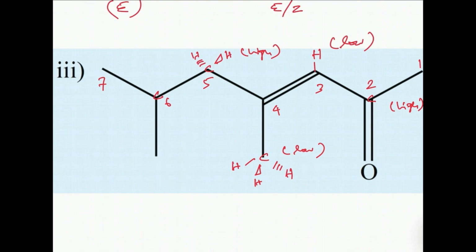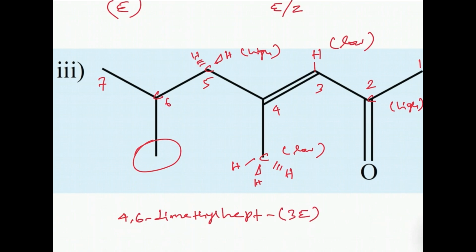So 4,6-dimethyl, because we have methyl substituents at 4 position as well as at 6 position. So 4,6-dimethylhept, and then in brackets we should mention the 3E, because at 3 position the double bond is there, and then ene, and then 2-one, because we have the ketone. That's the correct IUPAC name for this molecule.